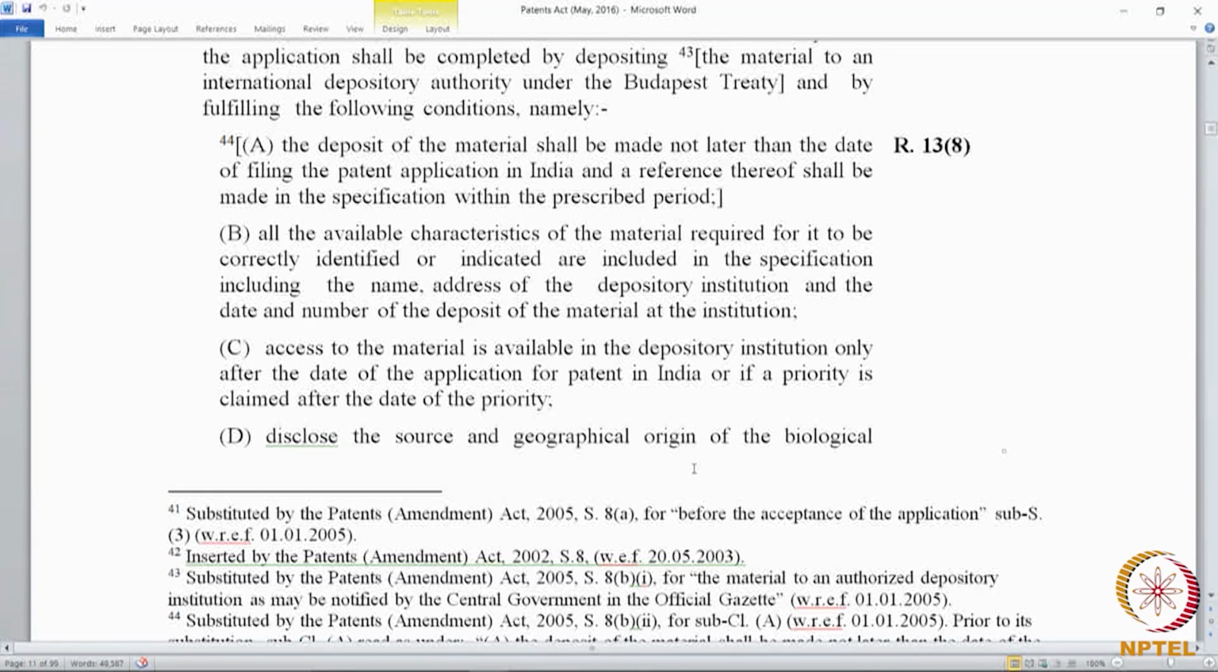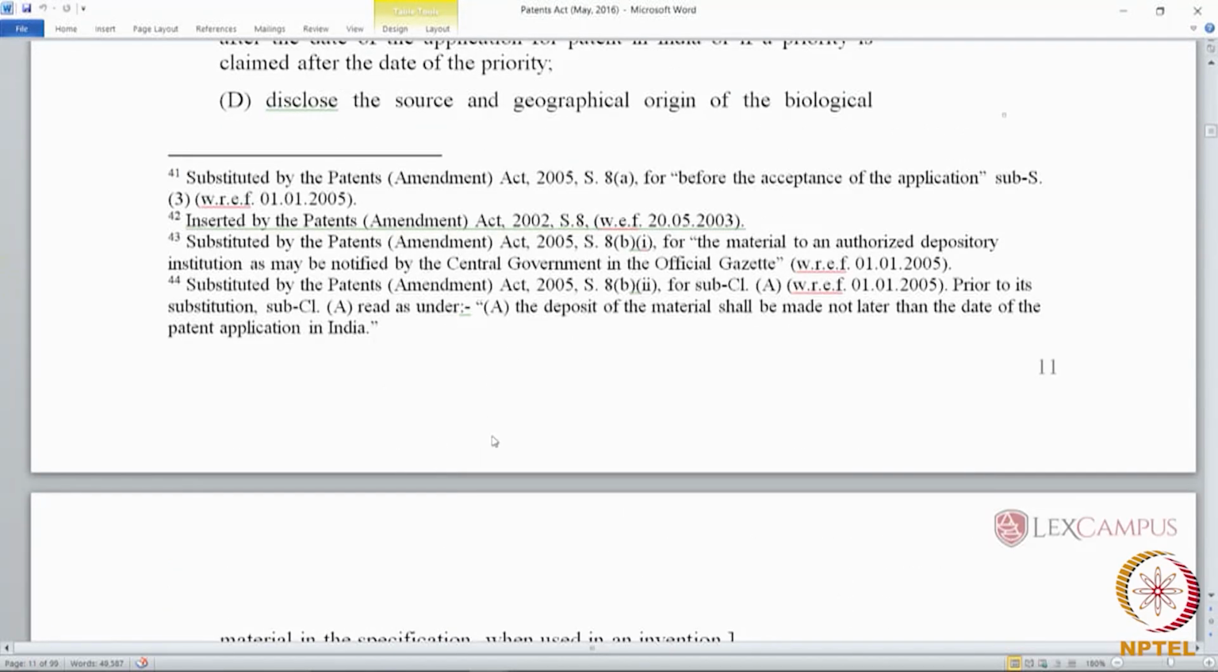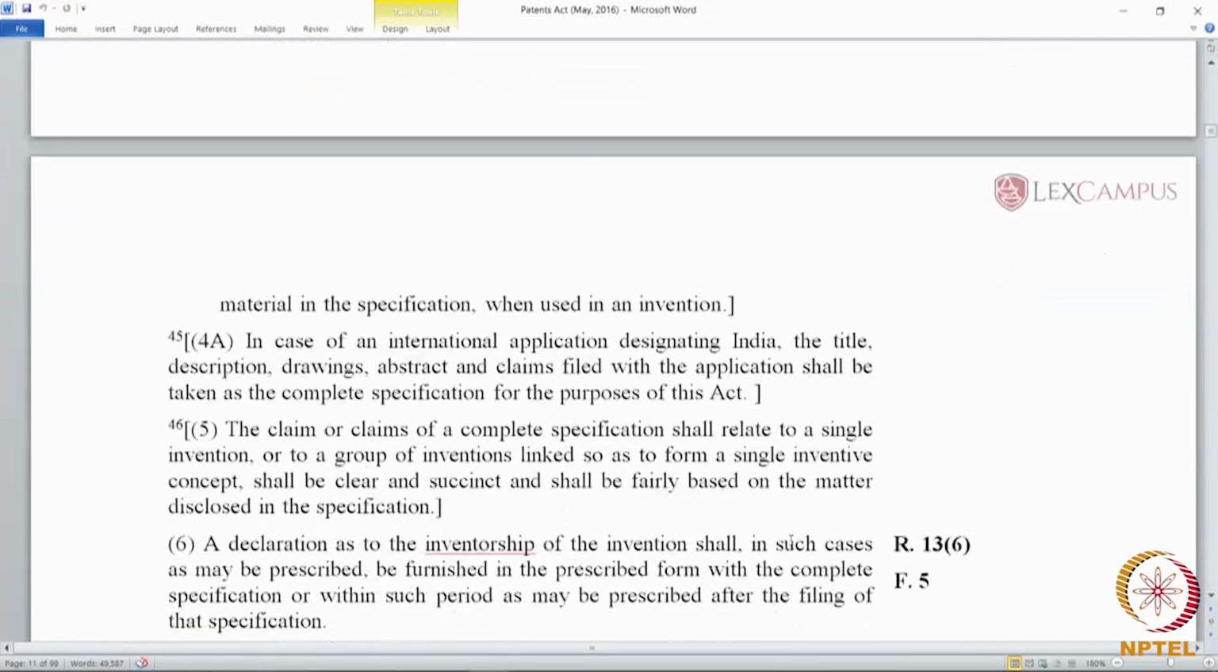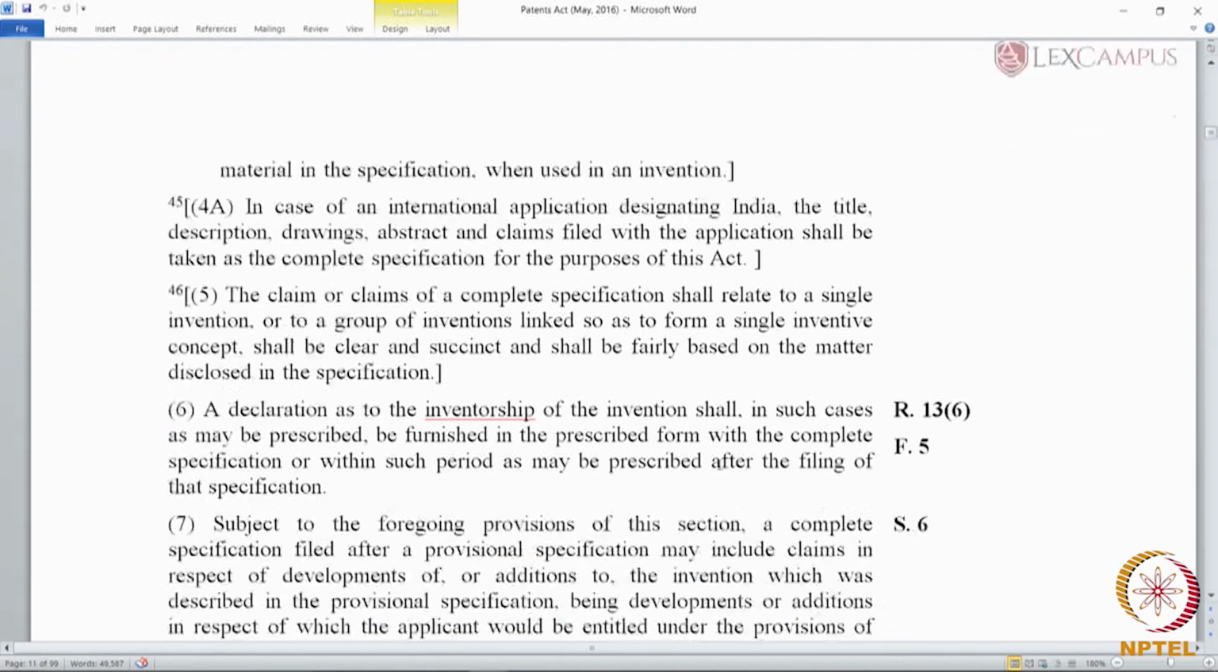And access to the material is available in the depository institution only after the date of the application for patent in India, or if the priority date is claimed, after the date of priority. So, if anyone needs to access this material, that is allowed only after the date of application of the patent or after the date of priority. And the applicant also has to disclose the source and geographical origin of the biological material in the specification when used in an invention. So, if it is a plant variety which grows only in a particular country, then the applicant will mention the source from which the biological material was derived, and it will also mention the geographical location.